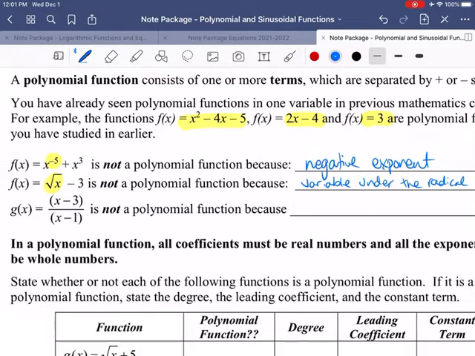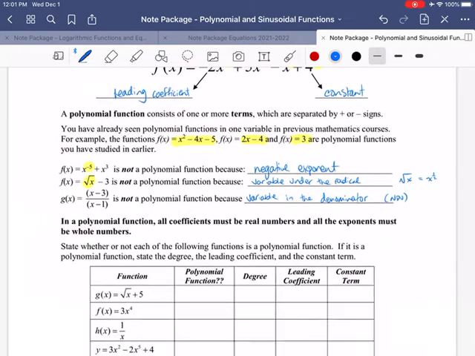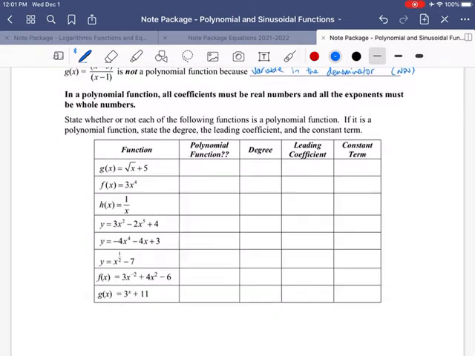As well, x minus 3 over x minus 1 is not a polynomial function because of a variable in the denominator. So that would lead to non-permissible values, or asymptotes. So in a polynomial function, all coefficients must be real numbers and the exponents must be whole numbers. So no fractions. So let's go through and predict whether these are going to be a polynomial function or not. So pause the video, try and fill out the chart, and then click play and see if you're good to go.